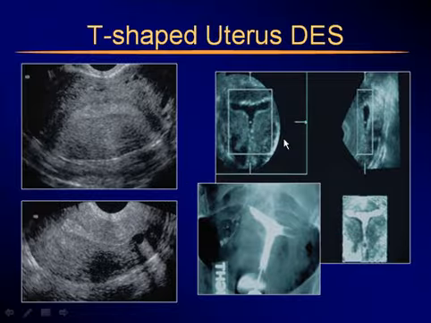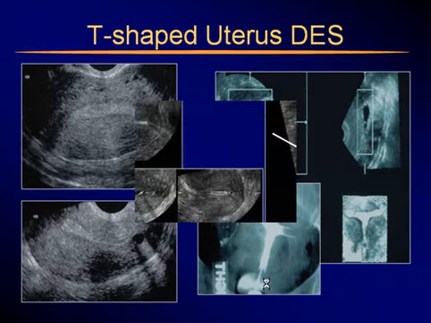And here's a sonohysterogram with an unusual T-shaped uterus, a patient who had been on DES, mother was on DES, and patient developed a T-shaped uterus and subsequent infertility. Another case loaned from Dr. Leftoff.